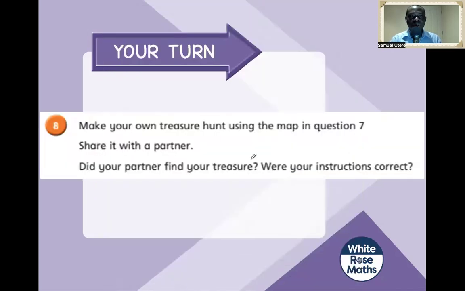Now, question 8, you were asked to make your own treasure hunt using the map in question 7. So you could have done a screenshot, printed it out, and then worked with a friend to do your own treasure map and discuss it with your friend.